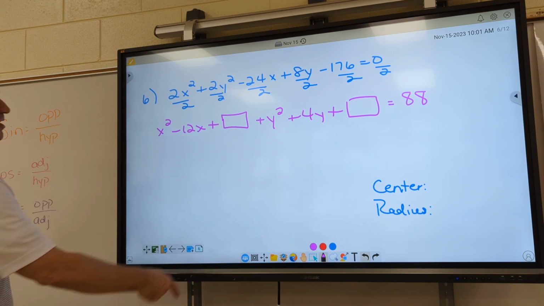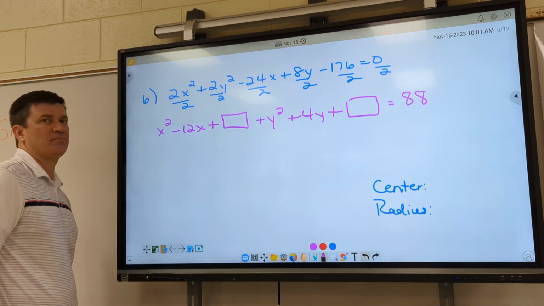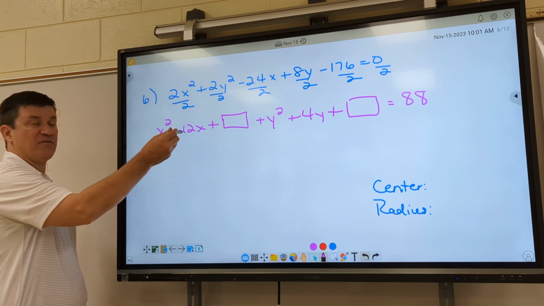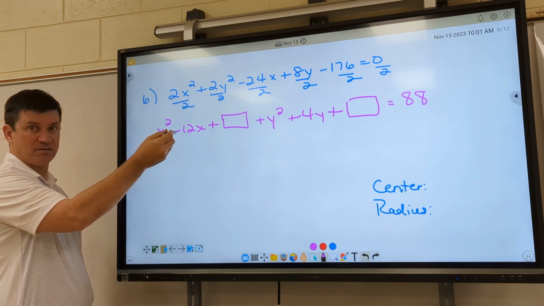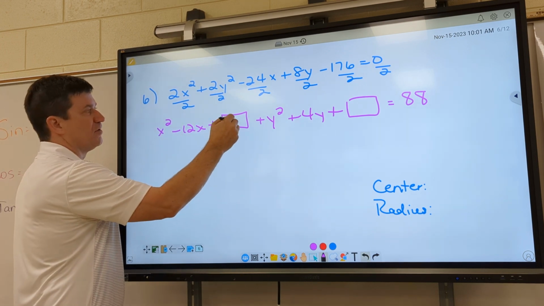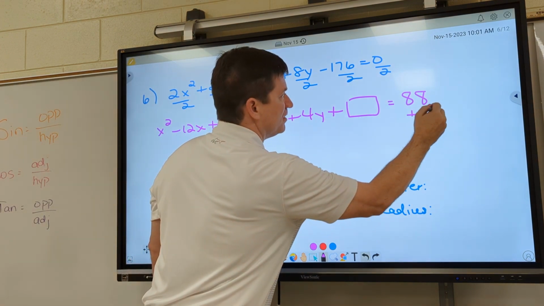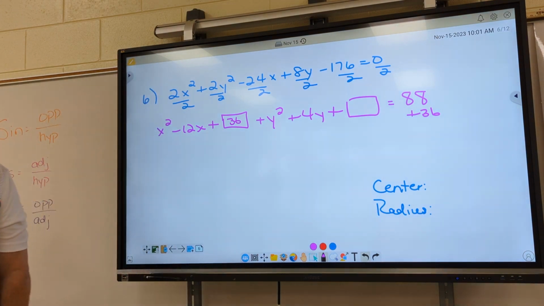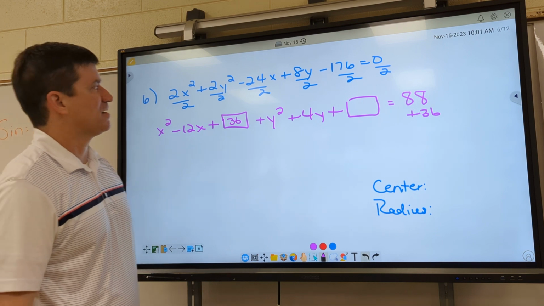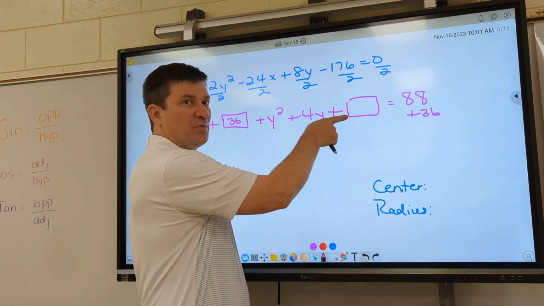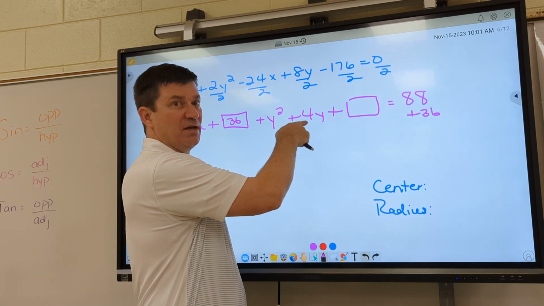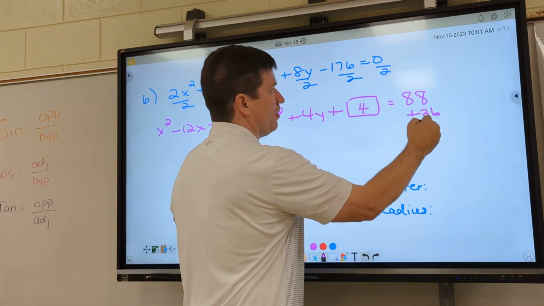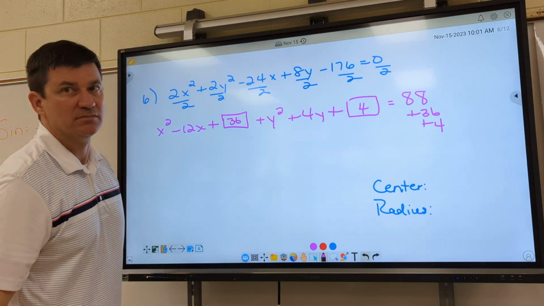Okay, Ashlyn, explain to me, how do I fill in the box? Half of 12 is? Now square 6 is? 36. Very good. Plus 36 and plus 36. Whatever you add on one side of the equal sign, you got to add on the other. All right, Ashley, another chance here. What do we do? Half of 4 is 2. Then square it. Plus 4 there and plus 4 there. Good.